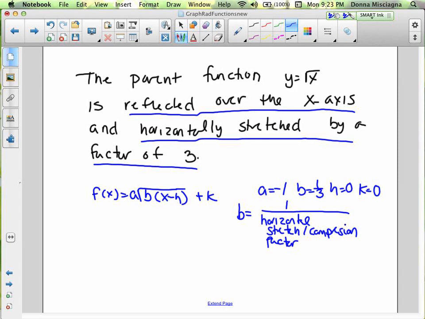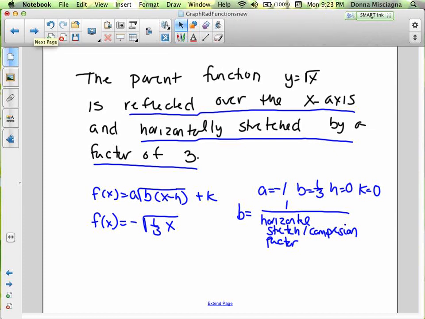So now all you have to do is plug into our equation. Now you can see why I didn't do a horizontal translation or a vertical translation. I kept it nice and simple because we had a little bit trickier b here. So we have negative, because a is -1, and then we have the square root, and we don't need the parentheses now because it's only 1/3 x. There's nothing else there. Whether I put parentheses around x or not, it's still 1/3 times x.